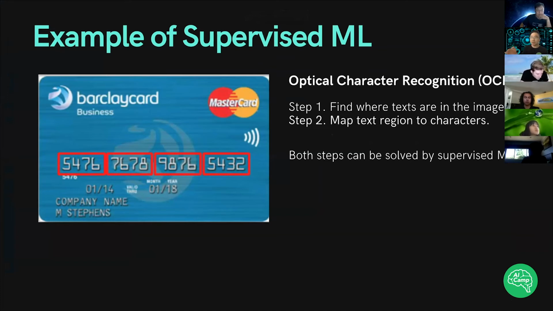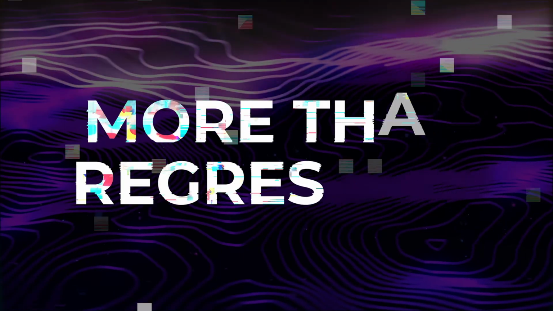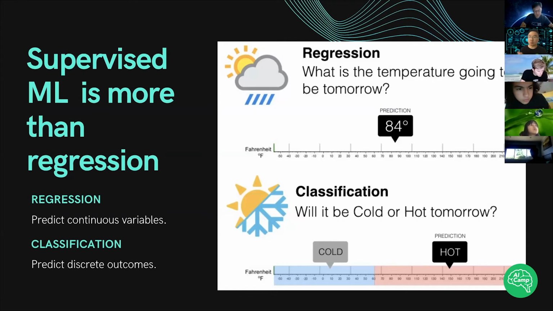And the way to do it is, first of all, look at where the letters are. Once you have all these letters or characters, then you can distinguish what kind of letters they are. Okay, so that's another example of supervised machine learning. And in both cases, both steps are supervised machine learning. As a matter of fact, of course, the object recognition stuff that you guys are working on, those are supervised machine learning models. So supervised machine learning, as I said, is more than just regression.